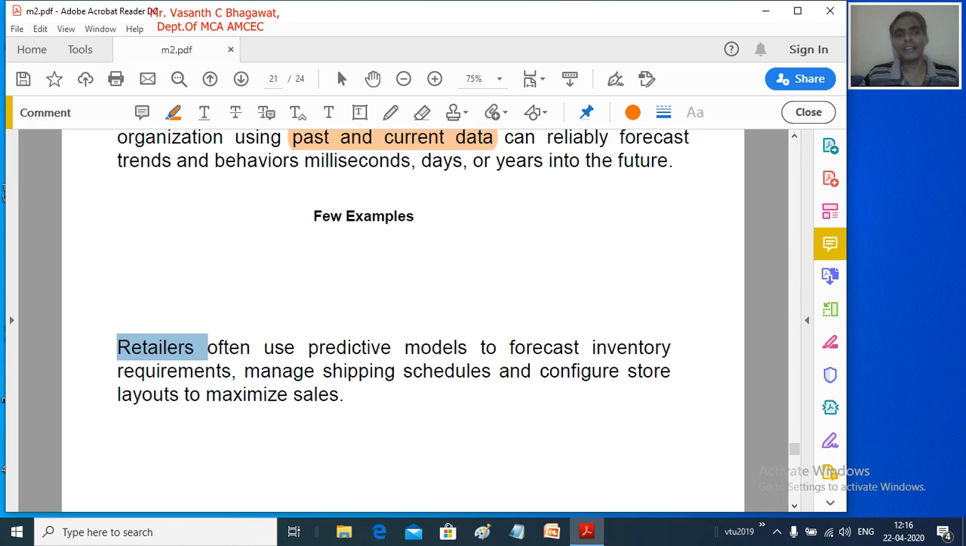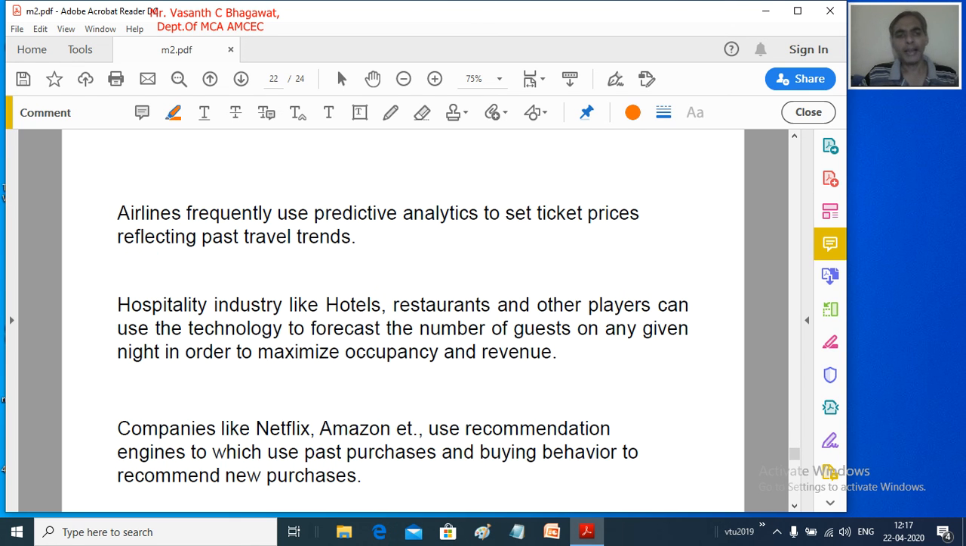Some of the applications we can see here are in the retail industry. In retail, we often use predictive modeling to forecast inventory requirements: how the inventory requirement will be, how we are going to look into shipping schedules and storage layouts, so as to maximize sales. On one side your organization has sales and on the other side you have inventory. Retailers forecast inventory based on sales, so you can use predictive analytics here.